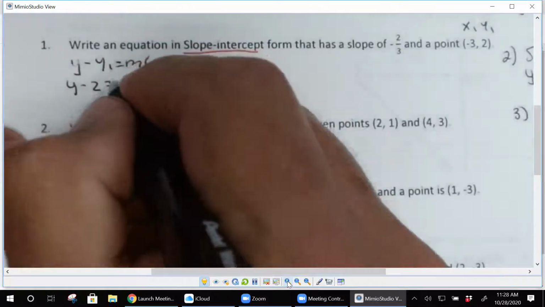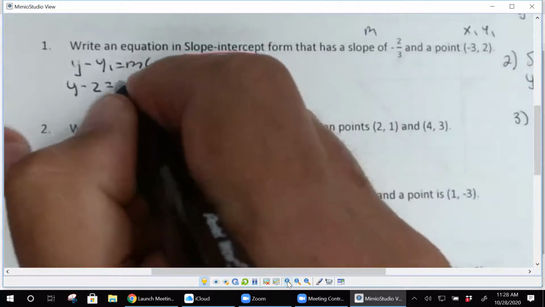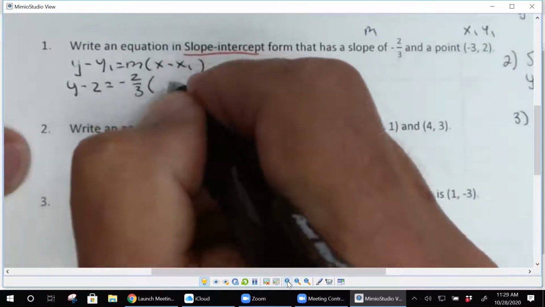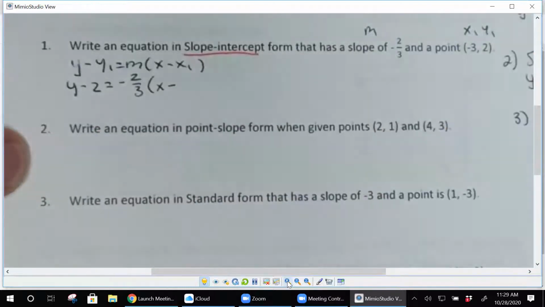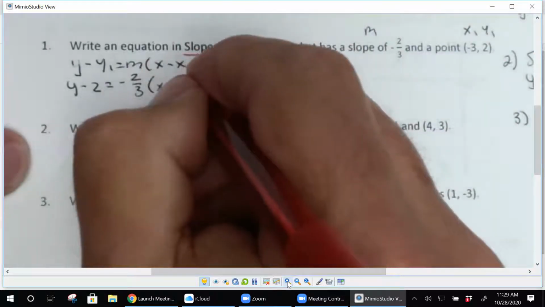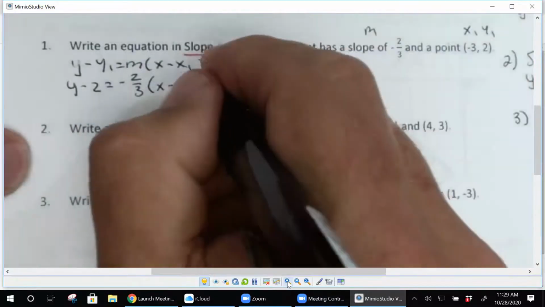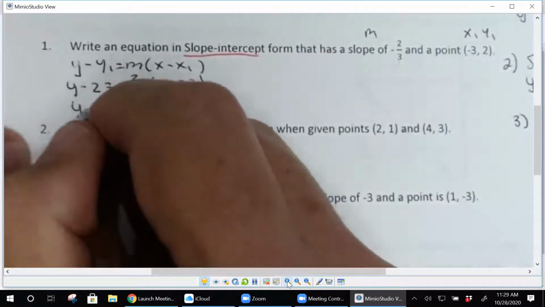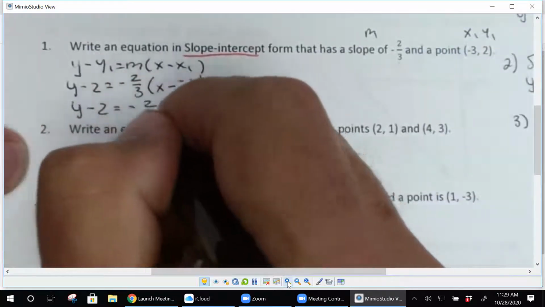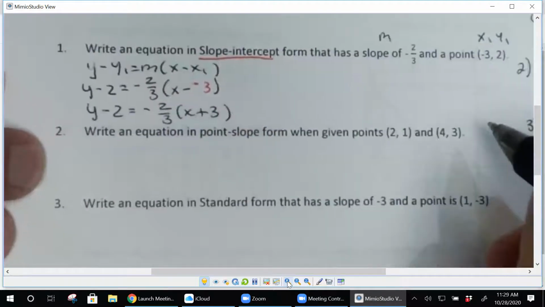My slope, which represents m, is negative 2/3. Then my x1 here is a negative 3. So if you notice, I have a subtract, but then I also have the negative 3 right there. Whenever I have double negatives, I always say I'm going to clean it up a little bit. So we're going to say y minus 2 equals negative 2/3 x plus 3. There's my point slope form.